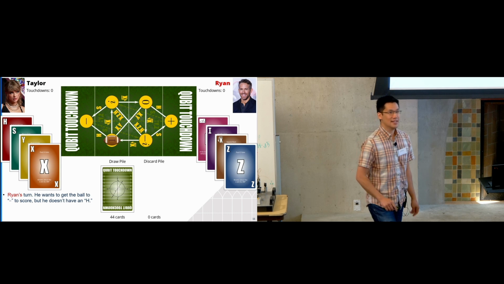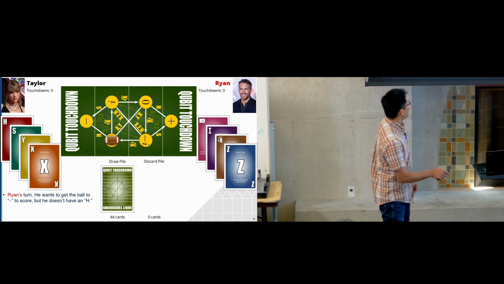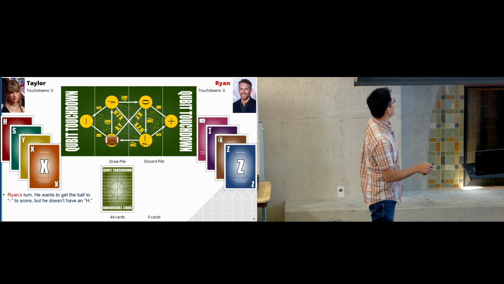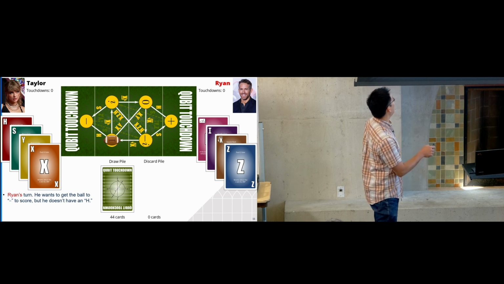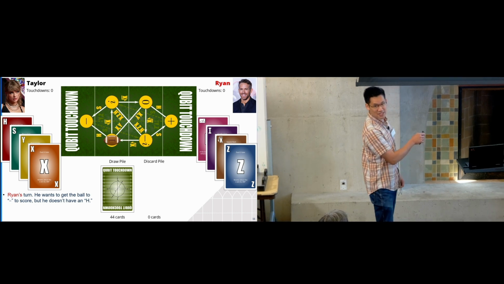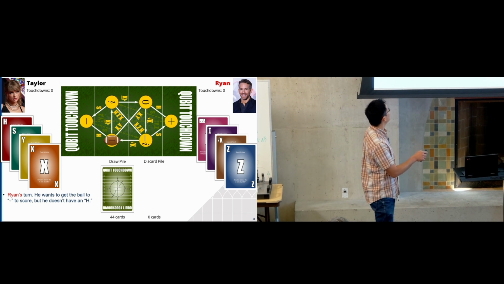So Ryan needs to play one of his cards. And what these cards do is indicated by these lines or arrows. So for example, this square root of x will move the football along this arrow from 1 to I. If he had an h, it would go to minus I and he'd score a touchdown. Unfortunately, he doesn't have an h.